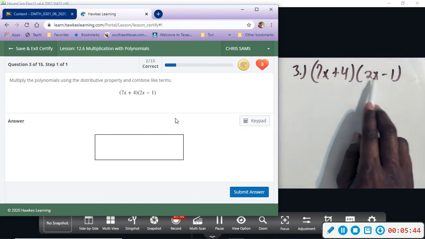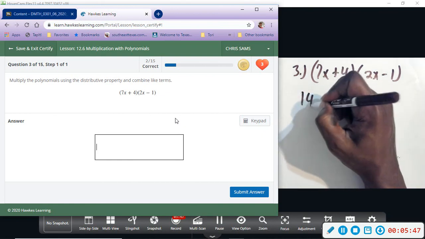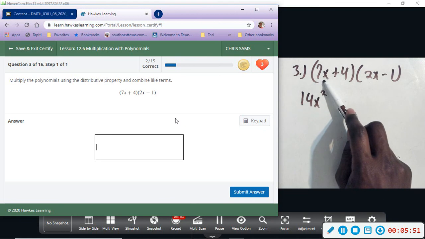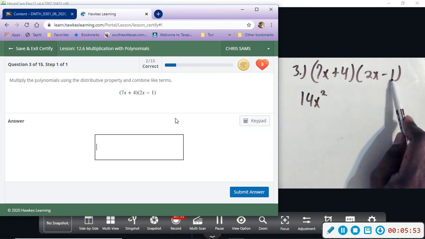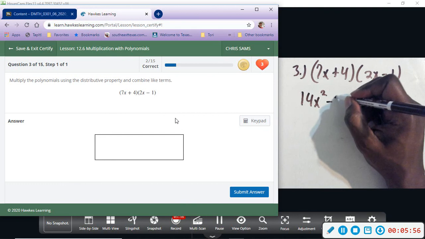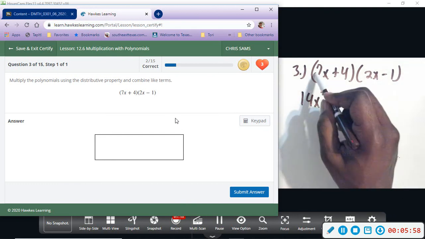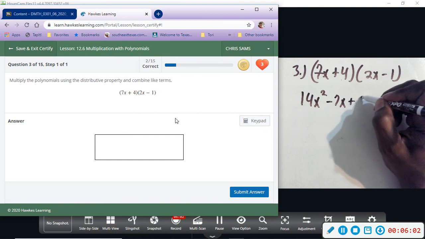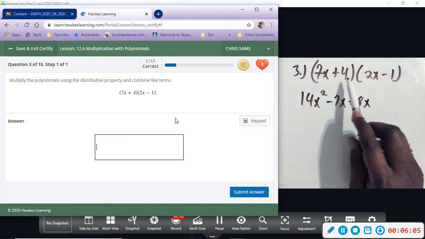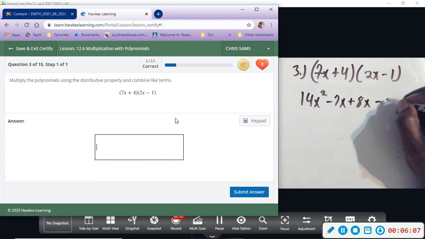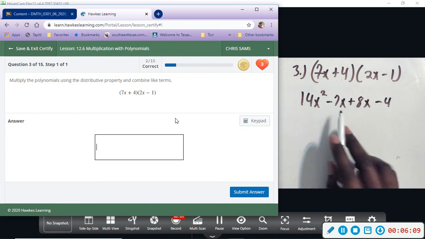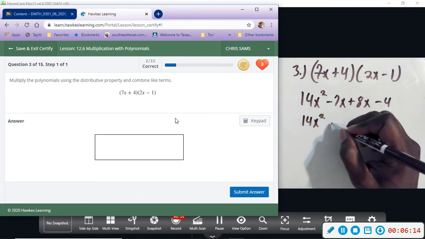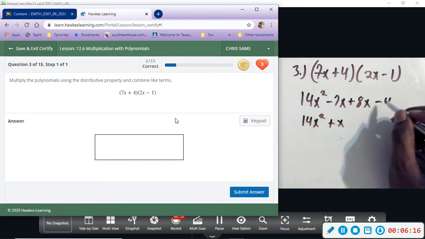That will give us 14x squared. 7x and negative 1. That will give us a negative 7x. Alright, so done with that one. 4 times 2x will give us a positive 8x. And then 4 times negative 1, negative 4. And then subtract like terms. So we have 14x squared plus x minus 4.